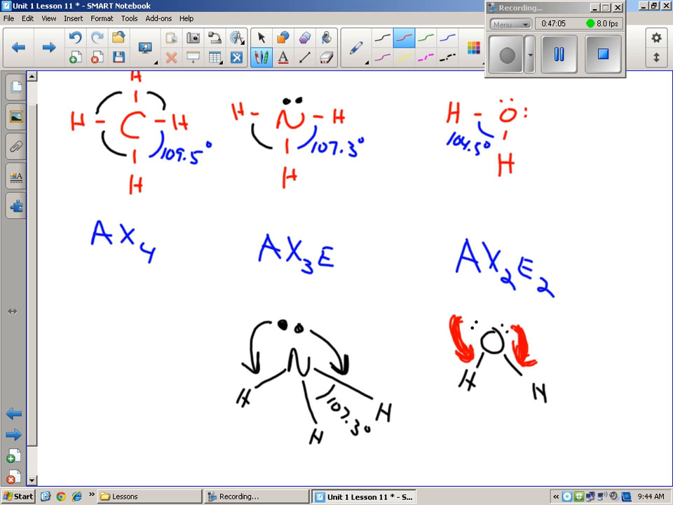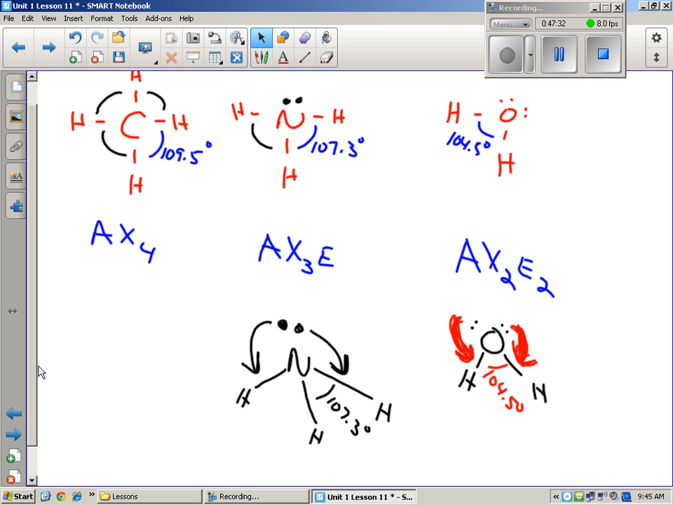And once again, what's the option? When you have two lone pairs pushing more, it's got to shrink everything else down because there's less room for everything else to go. So that's why that shrinks down to 104.5. And you should know that. That's important. Lone pairs repel more. The more lone pairs you have, the more repulsion you have.